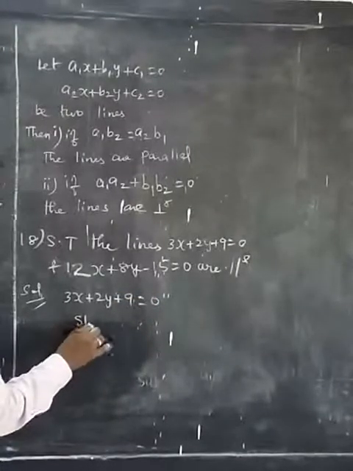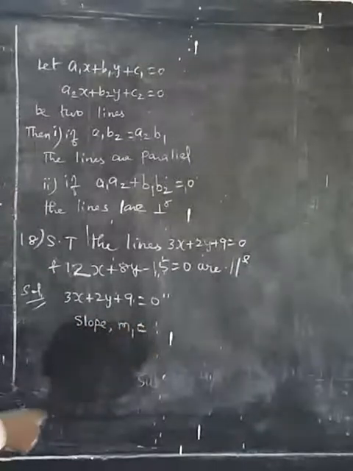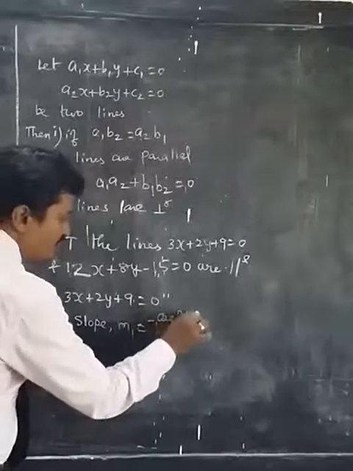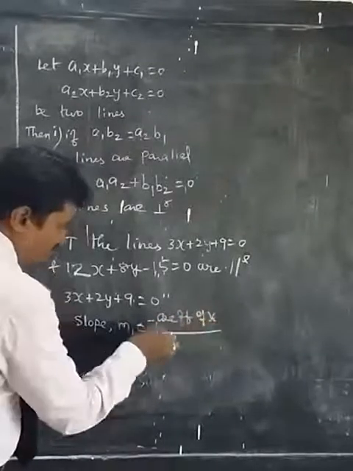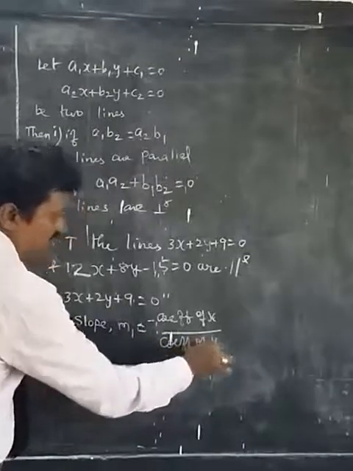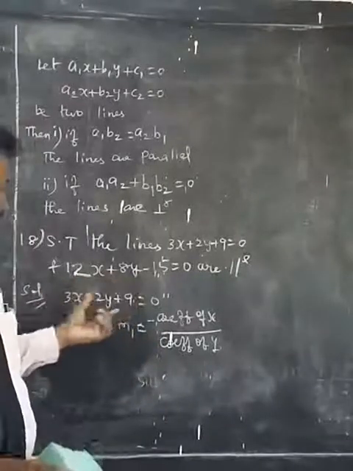What is the slope formula? Slope m1 is equal to, when an equation is given, minus coefficient of x divided by coefficient of y. So this is the formula for the slope of a straight line when an equation is given.